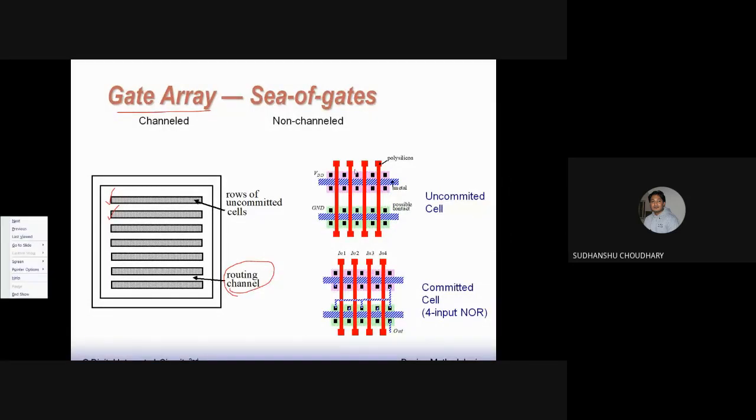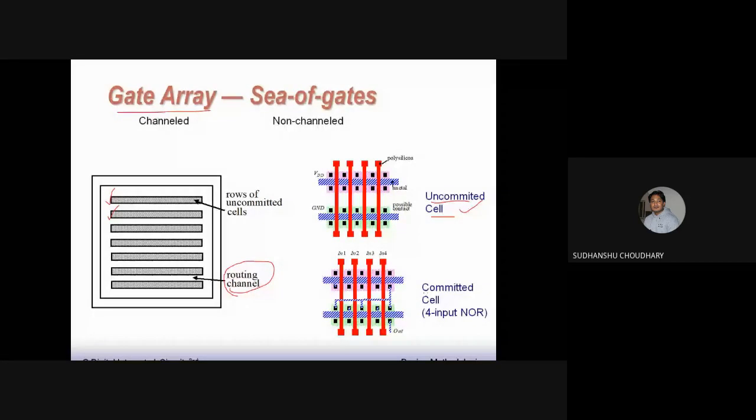Now here an uncommitted cell is being presented, that is a cell which has no connections, right? So this does not represent any logic, only transistors are present here. So this is an uncommitted cell, and this is a committed cell. So here connections are provided. It is a 4-input NOR gate connection. So this represents a 4-input NOR gate, right? So which can be connected.